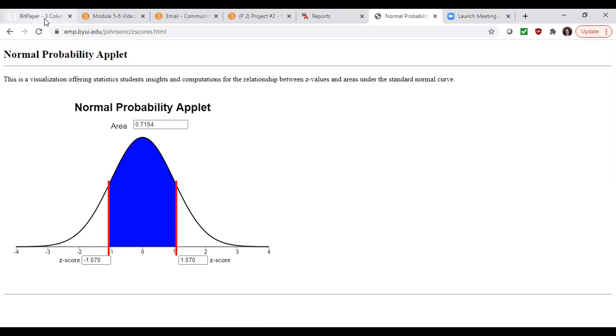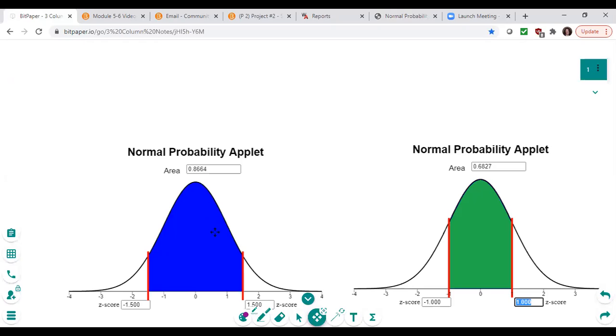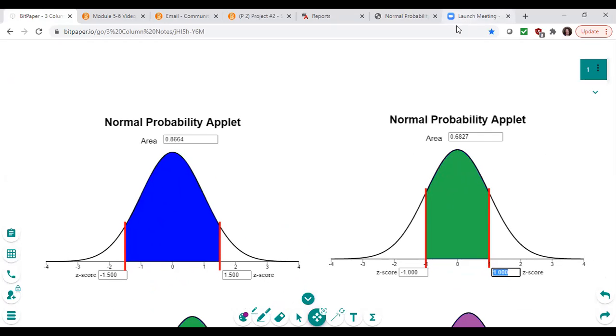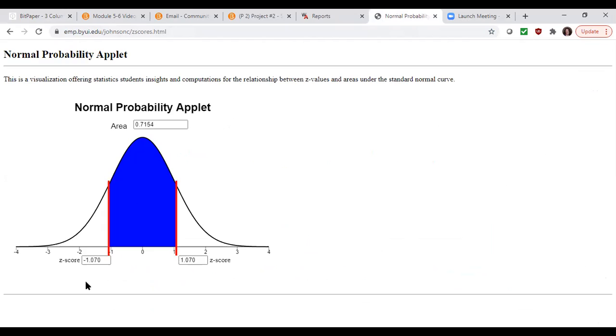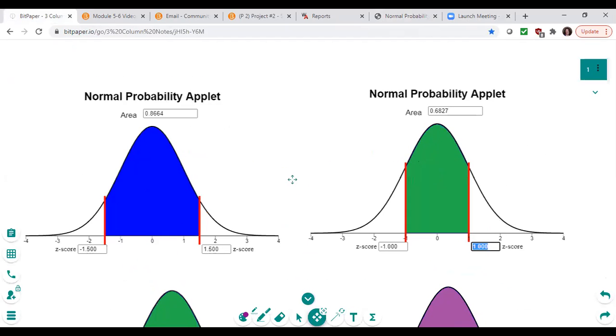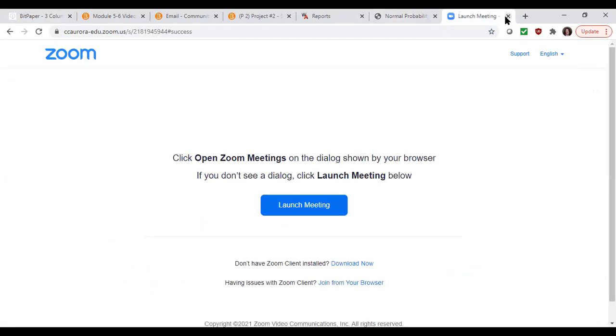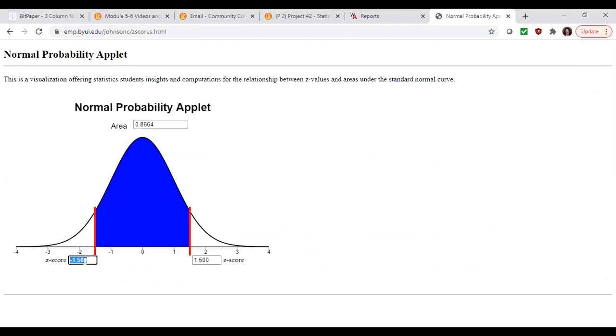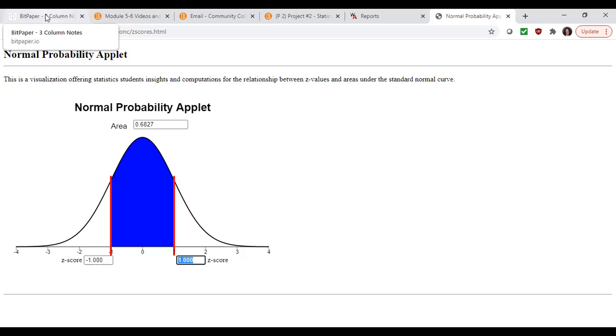So going back to our original problem, we want to know about the area between -1.5 and +1. So I'm going to use the normal probability app to start looking at the area between -1.5 and 1.5. I'm going to take this and move it over to another screen so I can work on it. And I'm going to do the same with the area between -1 and +1. Notice that these two values have to be the opposite of each other. I can't put in different numbers in the different boxes. And so there's a little bit of work involved.